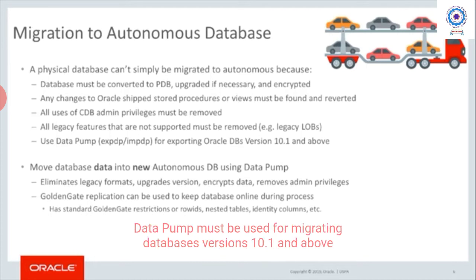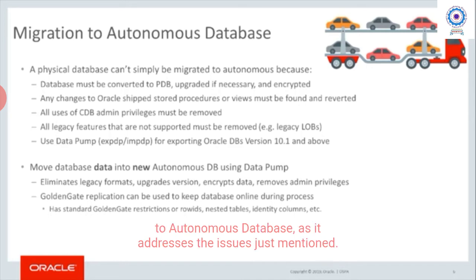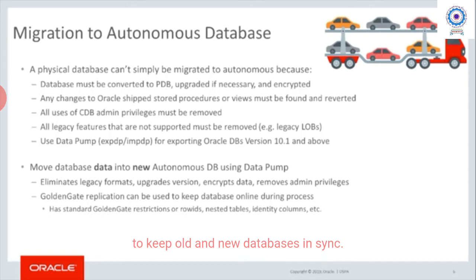DataPump must be used for migrating database versions 10.1 and above to Autonomous Database, as it addresses the issues just mentioned. For online migrations, GoldenGate can be used to keep old and new databases in sync. More on this will be covered later in the module.